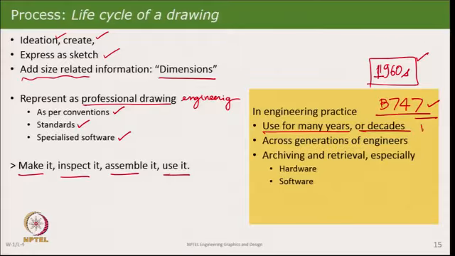A 747 made in say 1980 or 1990 could have different components. They may look the same, but there could be a difference of a fraction of a millimeter, and that is not acceptable. So, the correct part has to be made for the correct aeroplane.